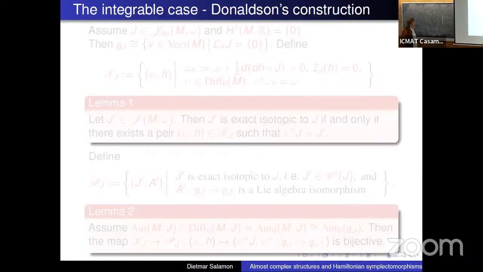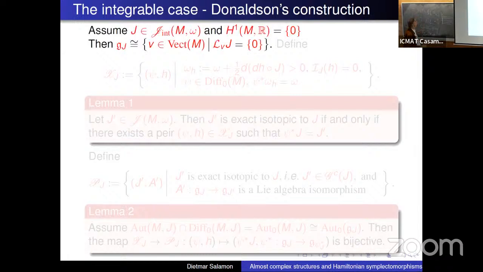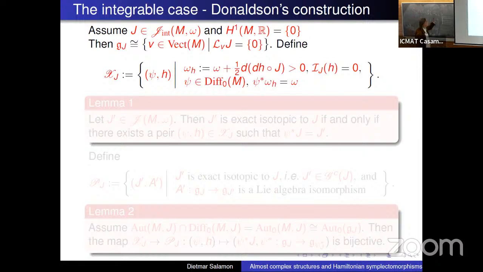And the second indication is coming from construction of Donaldson in the integrable case. So let's assume that J is integrable. And let's also assume for simplicity that H1, the first Betti number, is 0. And then this Lie algebra GJ, which I also always consider is the kernel of this LJ, yeah? So this finite dimensional Lie algebra is actually, in this situation, isomorphic to the space of holomorphic vector fields, to the Lie algebra of holomorphic vector fields.